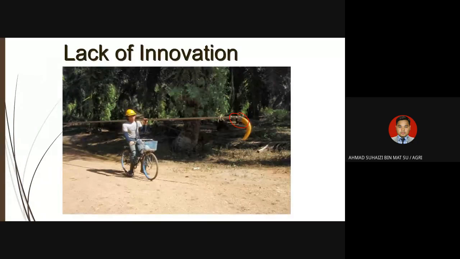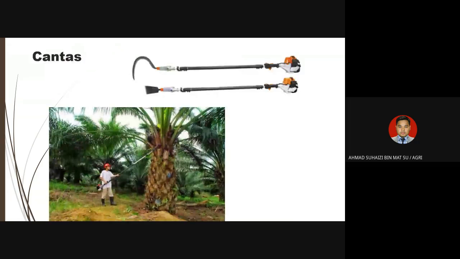Here I put a lack of innovation. Do you have any idea how to improve this? You can propose it to an engineer or someone else. But we are not far from there. MPOB has already introduced the Cantas. This one is an IC engine, IC standing for internal combustion, a two-stroke engine.